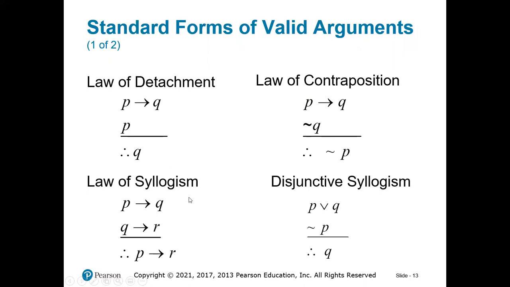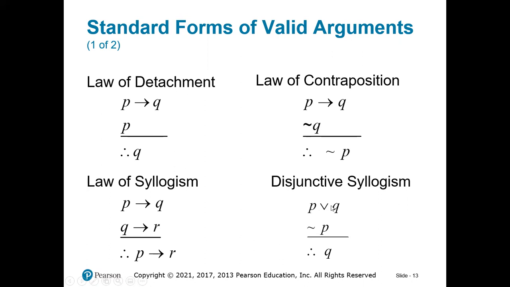There's a law of syllogism. If P implies Q and Q implies R, then P implies R. For example, if it snows, it's cold. If it's cold, you wear your jacket. Then if it snows, then you wear your jacket. Something like that. And the last one is called the disjunctive syllogism. I know these words are a little bit tricky, but don't pay attention to them too much. Just recognize the laws.